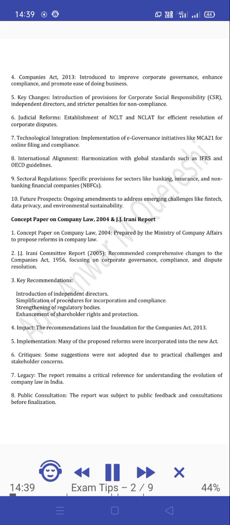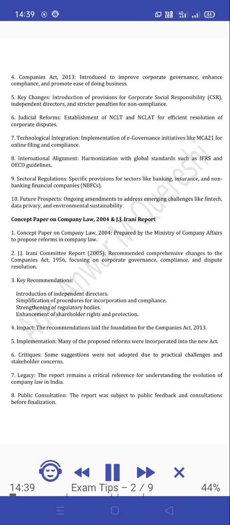5. Key changes. Introduction of provisions for corporate social responsibility (CSR), independent directors, and stricter penalties for non-compliance. 6. Judicial reforms. Establishment of NCLT and NCLAT for efficient resolution of corporate disputes. 7. Technological integration. Implementation of e-governance initiatives like MCA 21 for online filing and compliance. 8. International alignment. Harmonization with global standards such as IFRS and OECD guidelines. 9. Sectoral regulations. Specific provisions for sectors like banking, insurance, and non-banking financial companies (NBFCs). 10. Future prospects. Ongoing amendments to address emerging challenges like fintech, data privacy, and environmental sustainability.